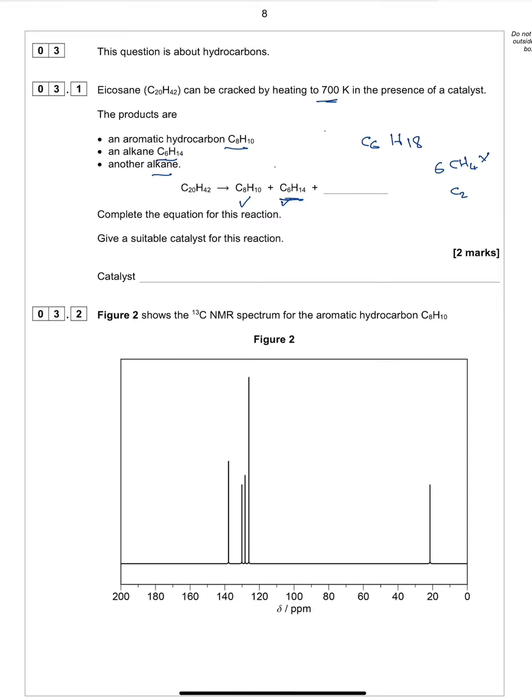Then moving on to ethane, which is C2H6, and we need to have 3 of these. When you have 3 of the ethane, you're going to have 6 carbons and 18 hydrogens. So this is the correct answer. So 3 C2H6.